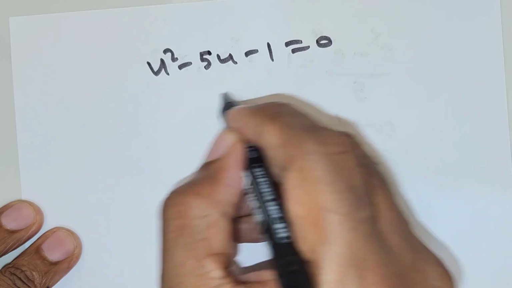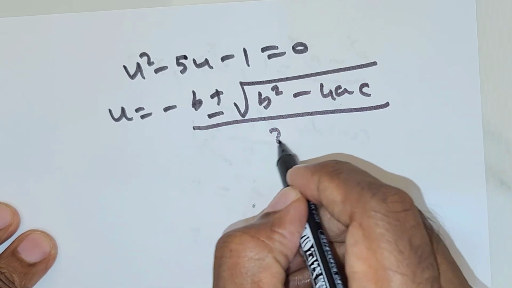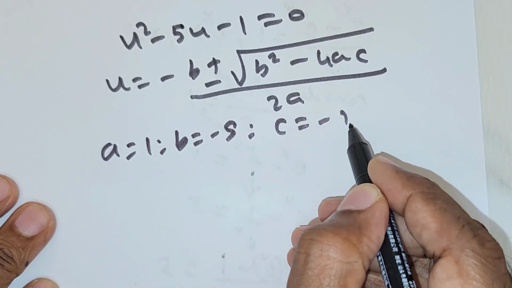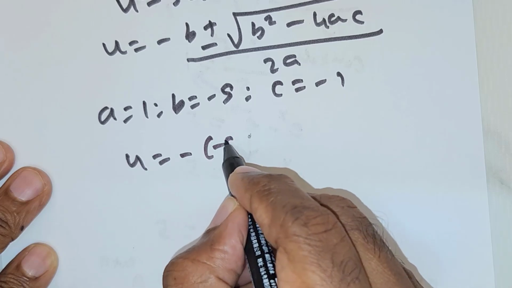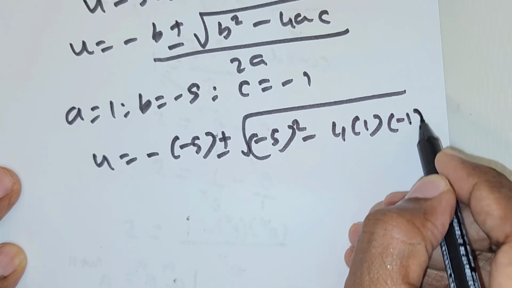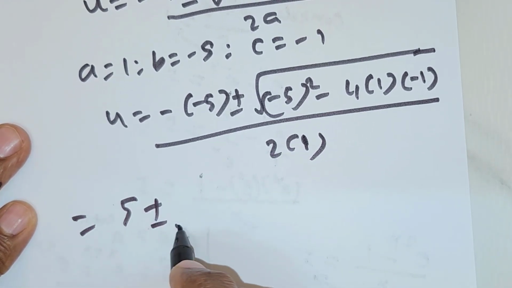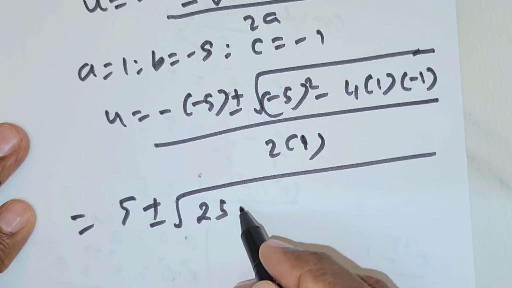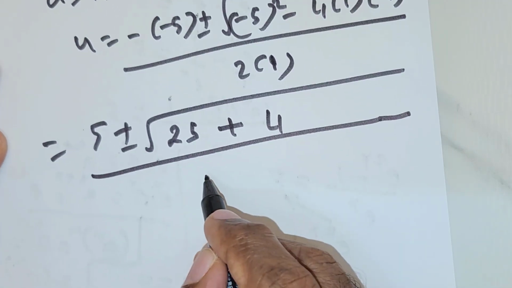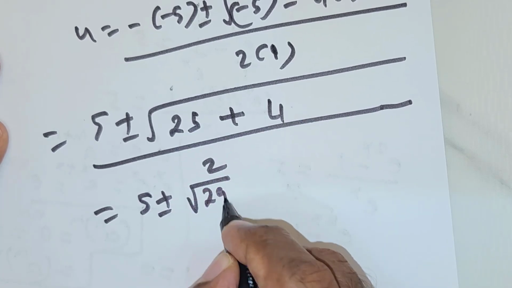As I mentioned to you, we are going to be solving it using the quadratic formula: (−b ± √(b² − 4ac))/2a. So my a is equal to 1, my b is equal to −5, my c is equal to −1. So you now have u = (−(−5) ± √((−5)² − 4ac))/2a. So this is equal to (5 ± √(25 + 4))/2, which is equal to (5 ± √29)/2.